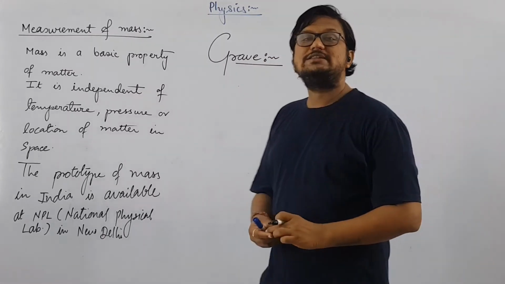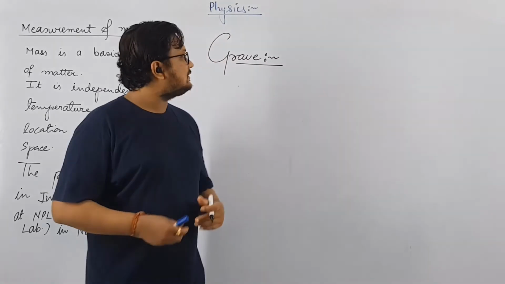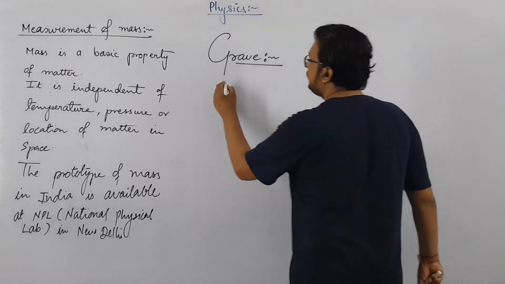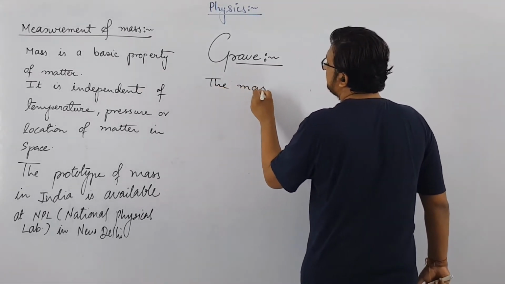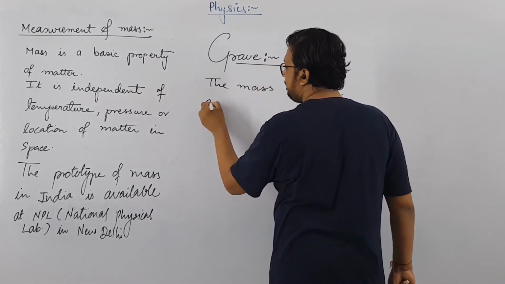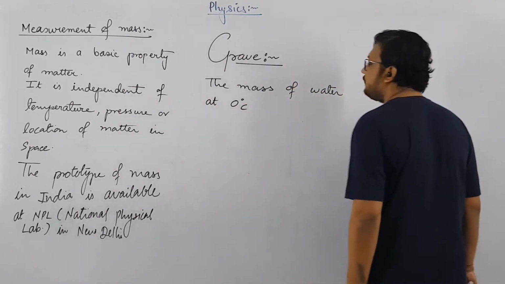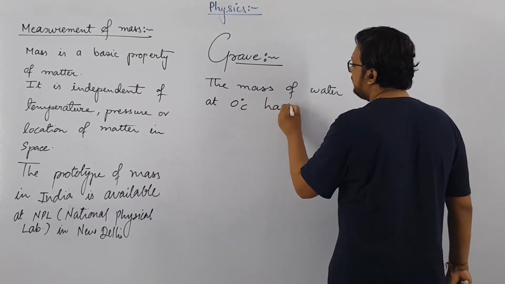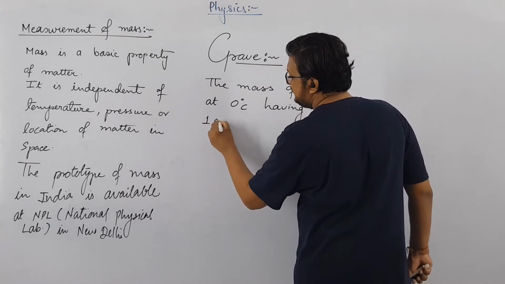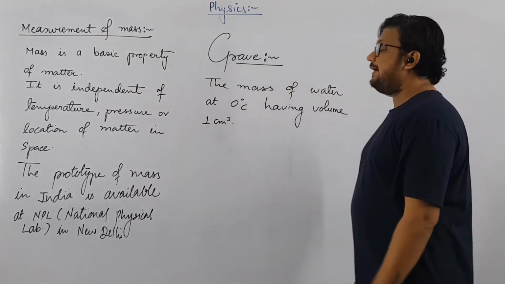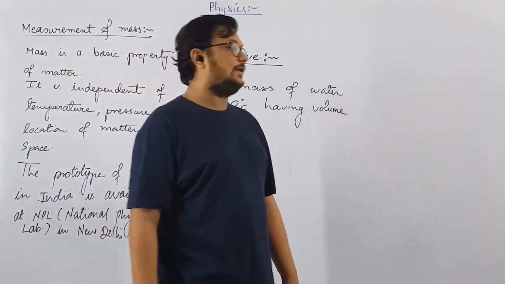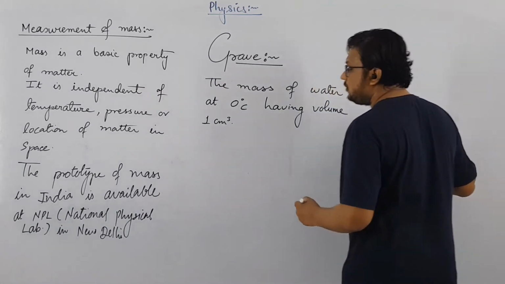Initially, the unit of mass was decided as grave. Now, what is grave? The mass of water at 0 degrees Celsius having volume 1 centimeter cube is defined as 1 grave. Now having volume 1 centimeter cube means what?